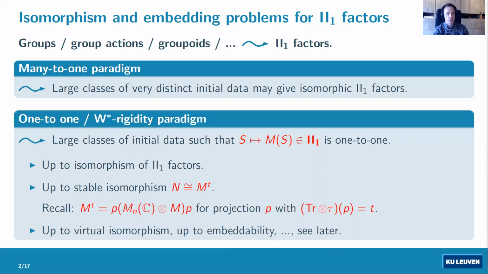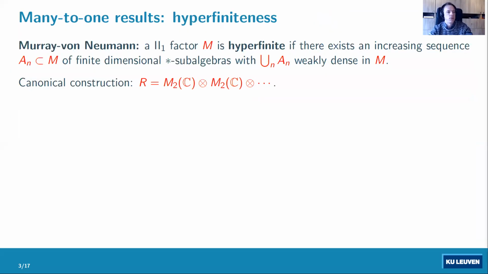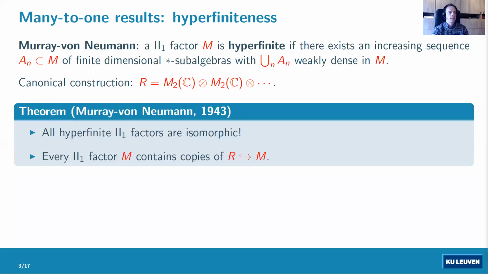The prototype and very first many-to-one result is, of course, the famous one going all the way back to Murray and von Neumann, who introduced the definition of a hyperfinite II_1 factor. A II_1 factor is hyperfinite if you can write it as the increasing union of finite dimensional subalgebras, with the union being weakly dense. The hyperfinite II_1 factor R, constructed, say, as an infinite tensor product of 2-by-2 matrices, is the prototype example. Then the famous theorem of Murray and von Neumann says that all hyperfinite II_1 factors are isomorphic. Here I took 2-by-2 matrices and repeated, but you could take any kind of finite size matrices and take infinite tensor products, whatever.